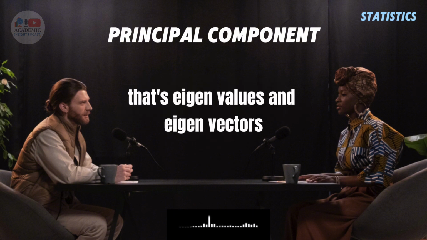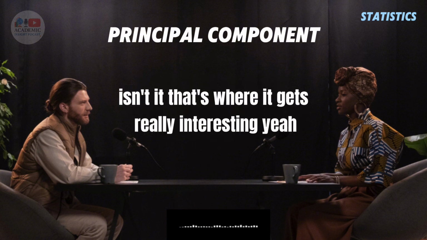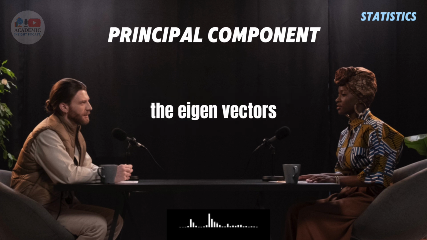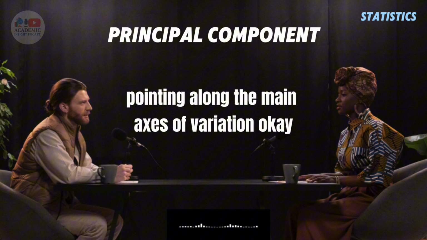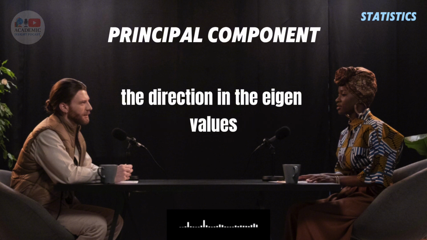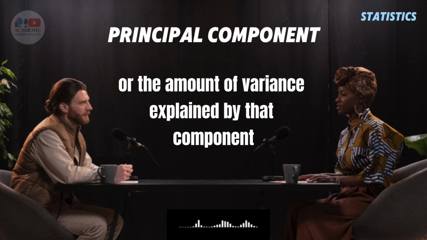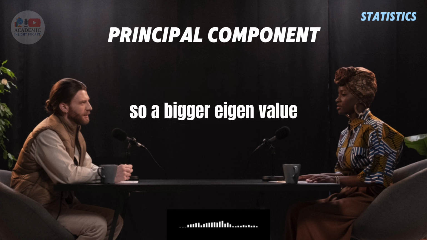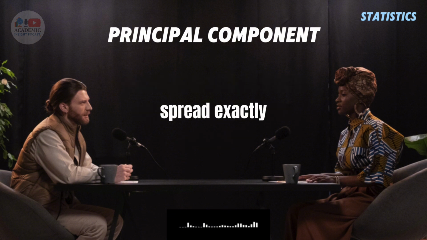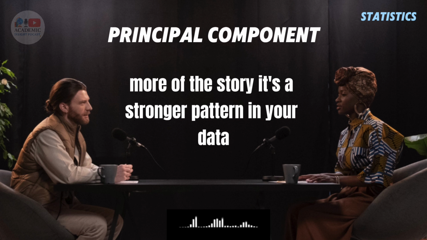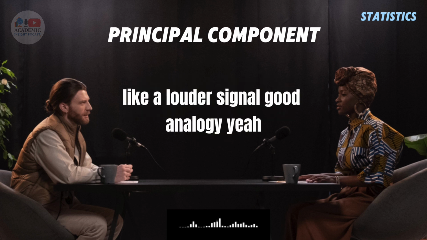Makes sense. So we standardize, we find these components, but how do we know which ones tell us the most? That's eigenvalues and eigenvectors, isn't it? That's where it gets really interesting. The eigenvectors define the direction of each component. Think of them as arrows pointing along the main axis of variation. Okay, the direction. And the eigenvalues? They tell you the magnitude, or the amount of variance explained by that component along that eigenvector's direction. So a bigger eigenvalue means that component is capturing more of the data's spread. Exactly. More of the story. It's a stronger pattern in your data. Like a louder signal. Good analogy.